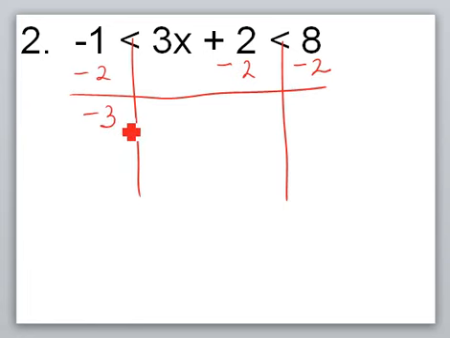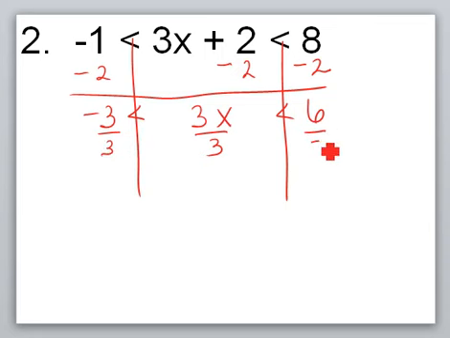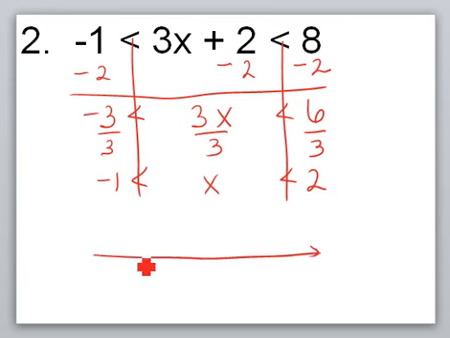This gives me negative 3, less than 3x, less than 6. Well, I'll divide by 3 everywhere. I'm dividing by a positive 3, so I'm not going to be flipping the sign. I get negative 1 is less than x, less than 2. So we'll go ahead and create that number line. We're going to put 2 and negative 1 on the number line.